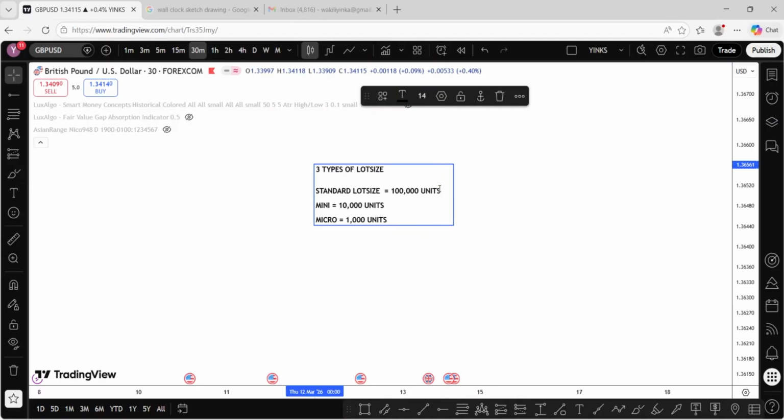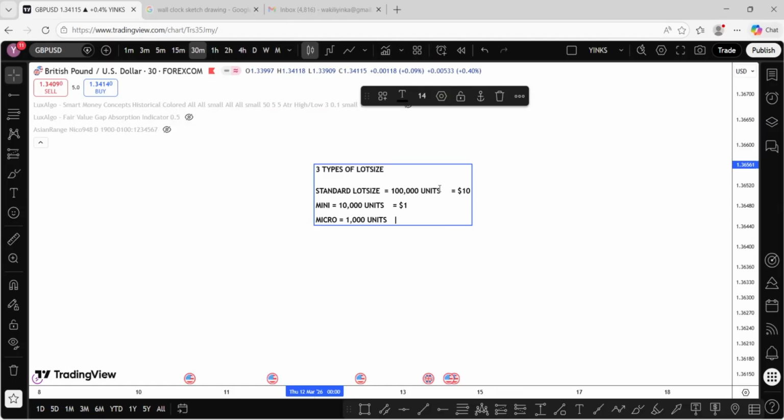$10 per pip, right? Now, for the mini lot size, it is equivalent to what? $1 per pip.